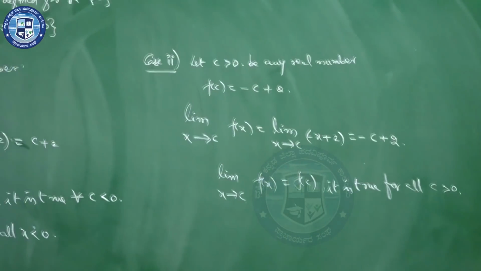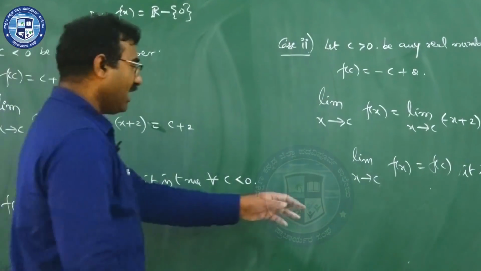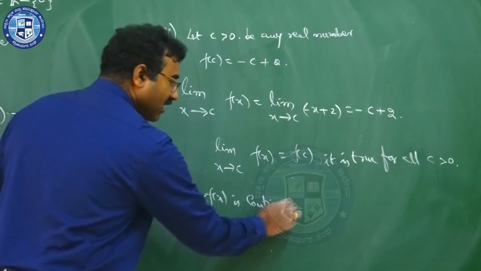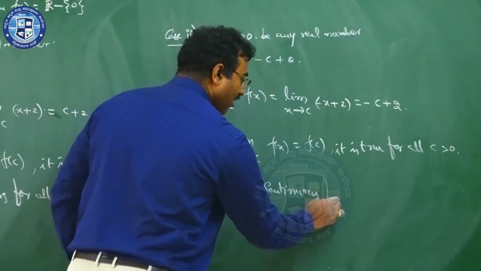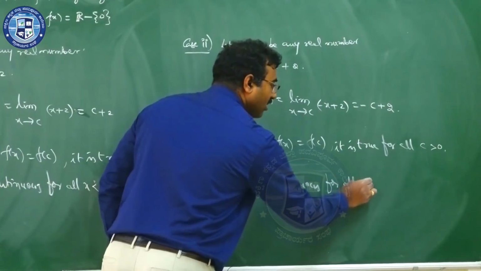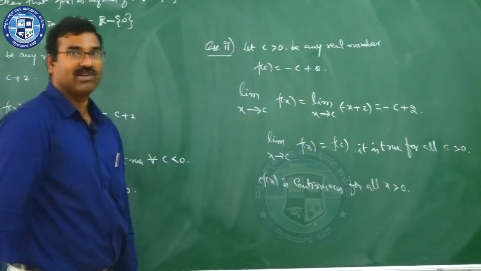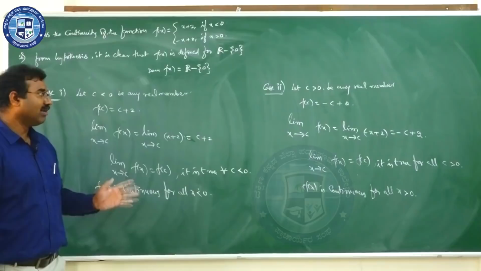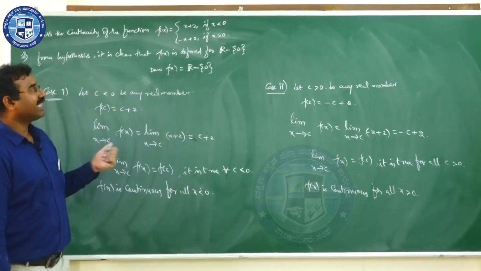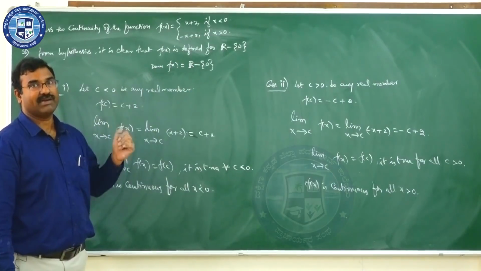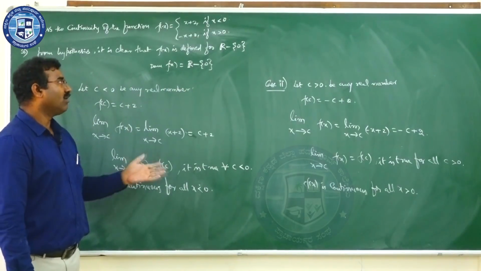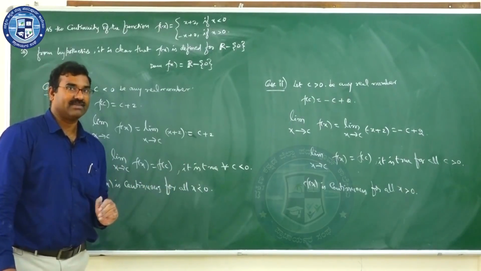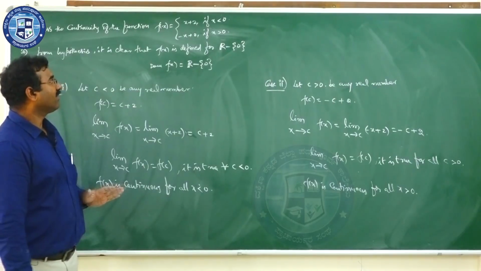From case 1 we proved it is continuous for all x less than 0, and from case 2 we proved that f(x) is continuous for all x greater than 0. That means what we can conclude now by case 1 and case 2: the function is continuous throughout its domain, right. So, we will say simply the function is continuous. There is no point of discontinuity here. Within the domain only we are working, right. So, we will mention it.